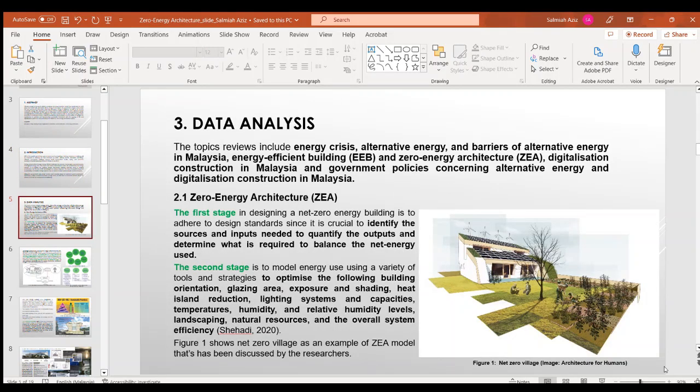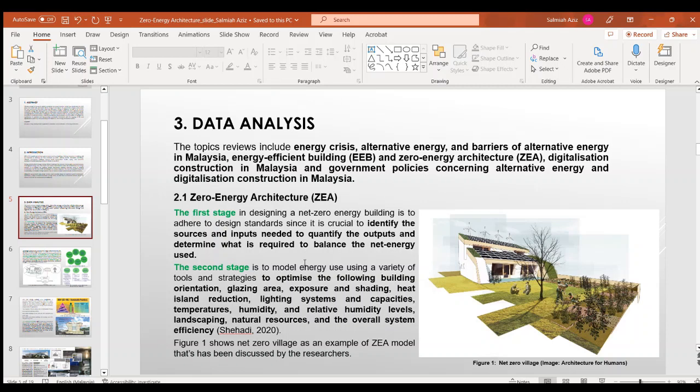Next, we look at data analysis, which is classified into three stages. So it will be about zero architecture, alternative energy, and also digitalization construction in Malaysia. By the way, the topic reviews include energy crisis, alternative energy, and barriers of alternative energy in Malaysia, energy efficient building, and zero architecture, digitalization construction in Malaysia, and government policies concerning alternative energy and digitalization construction in Malaysia.